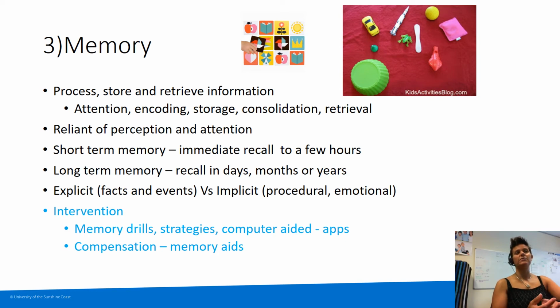So from a memory perspective, what do we do? We do things like memory drills to try and improve things. We use strategies. We might use computer-aided apps. We might just compensate with a memory aid. So we need to determine for each of our clients, is this something that can improve so we can try and give them ways to get better at their memory, or is it something that we have to acknowledge as a real issue and therefore we need to compensate and continue with memory aids or things like that.